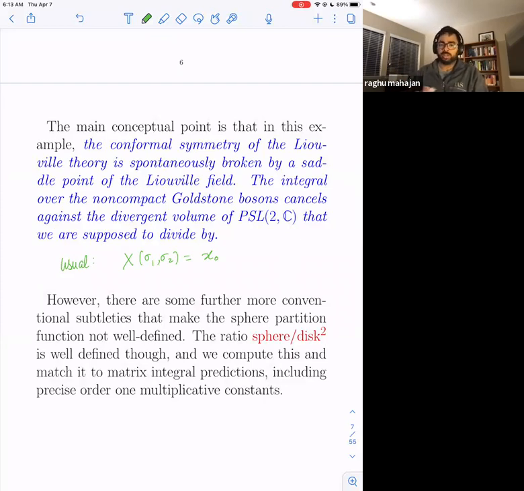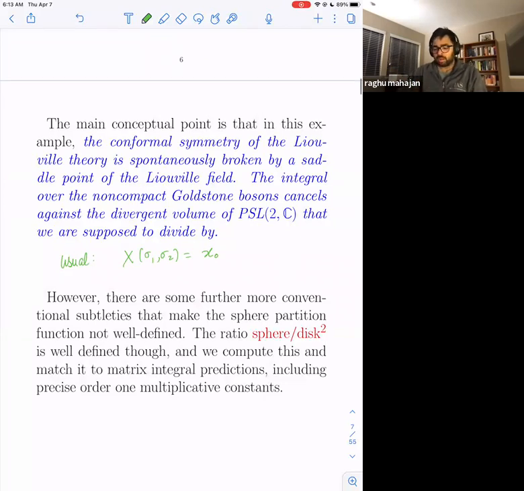So that's why the Liouville field and the non-critical string theory help us. And the second paragraph here is just supposed to say that because we want a precise match to the dual matrix integral, there are some conventional subtleties like the conformal anomaly and the Euler character counterterm in the string action. And there are some overall arbitrary constants in the sphere partition function.